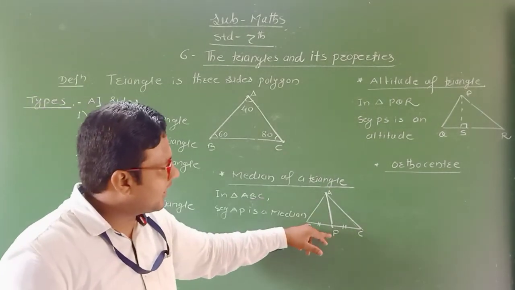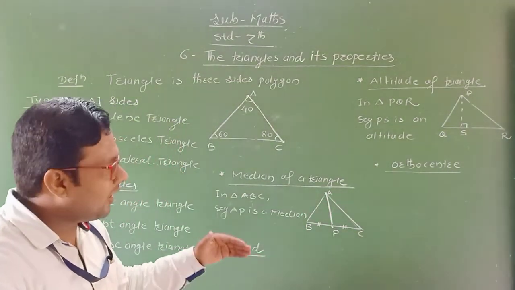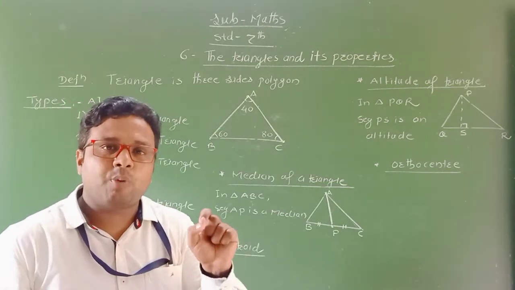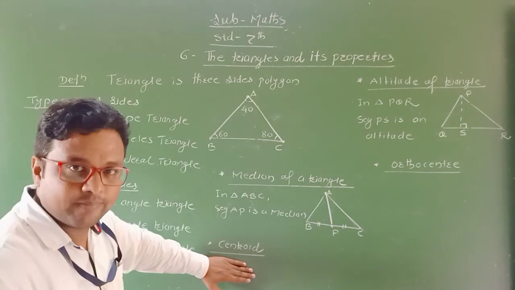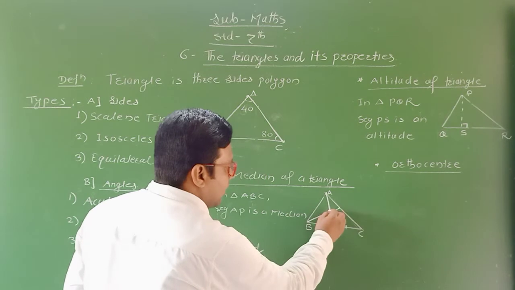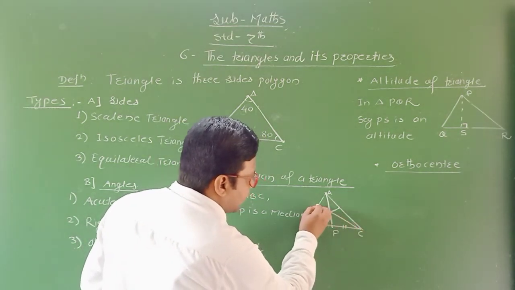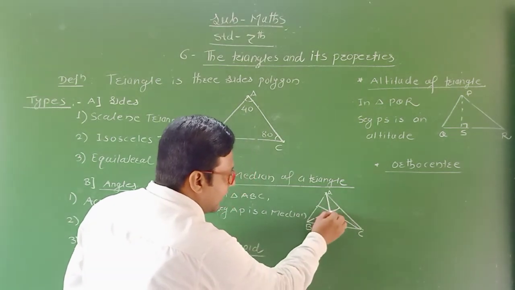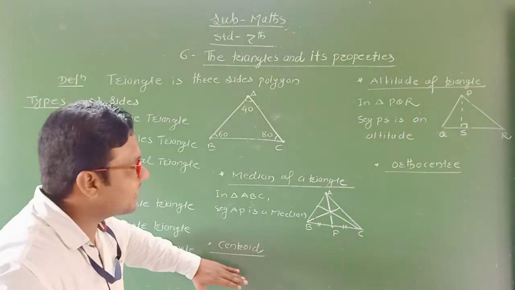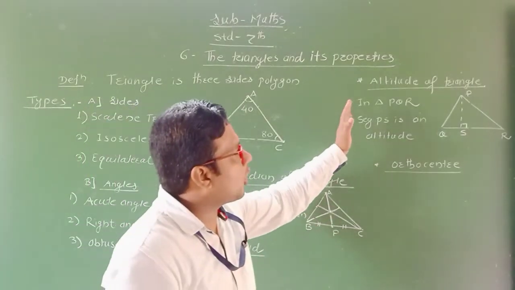In this way, we can draw three medians in the triangle. If all the three medians meet at a single point, then that point is called a centroid. For example, if I draw the median from the B vertex, this is the median. Third median from the C vertex to midpoint of the opposite side. Then all these three medians intersect at one point. This point is called the centroid. Then next concept is altitude of the triangle.